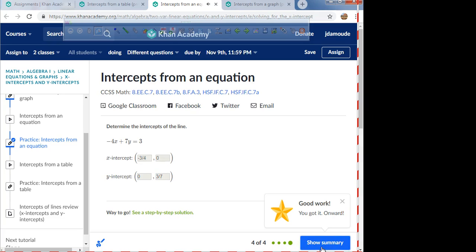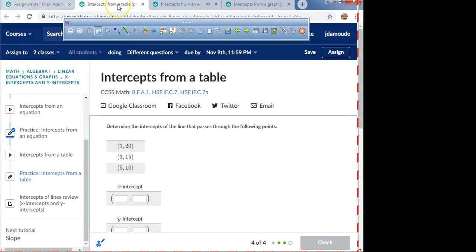There we go. We did it. All right. Let's look at a table now. Ooh, we've got a table. So let's check this table out, shall we? Let me scroll down just a little bit.